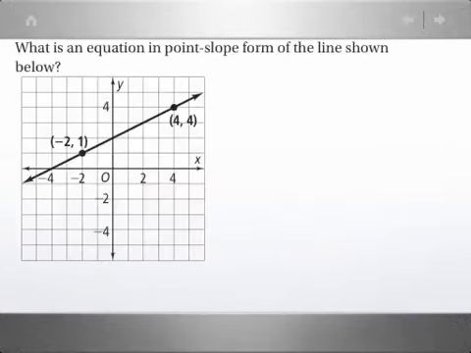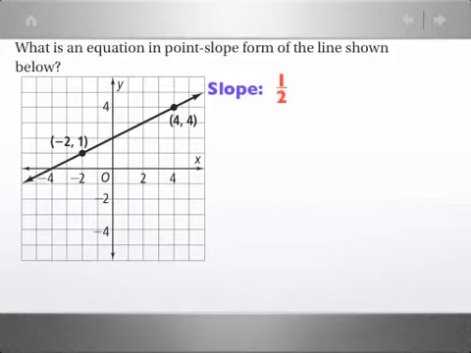This example says, what is an equation in point slope form of the line shown below? If you notice, this line, remember finding slope, we count rise over run. Find two whole number ordered pairs on the line, and when you count your slope, rise over run would be a positive 1 over 2.